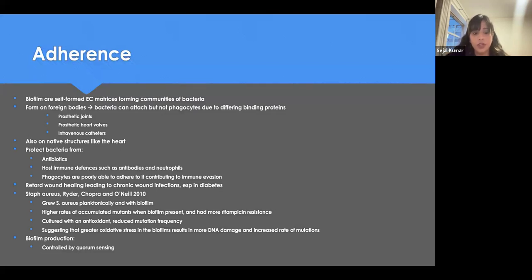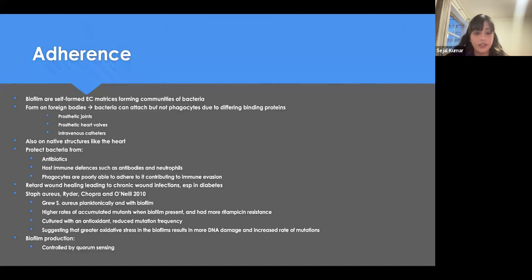I'm pretty sure they also help with antibiotic resistance because it's a community of bacteria, so it makes it much easier to spread antibiotic resistance between them. They also prevent good wound healing, which can cause chronic infections.